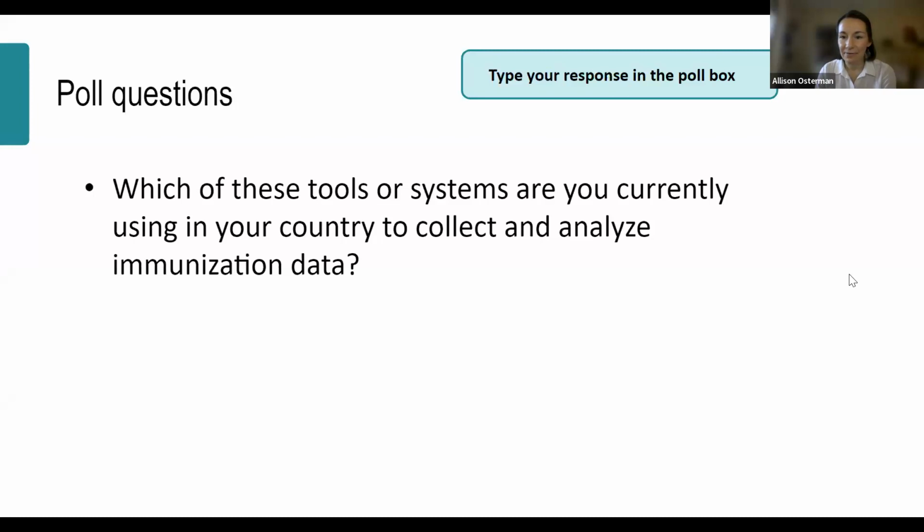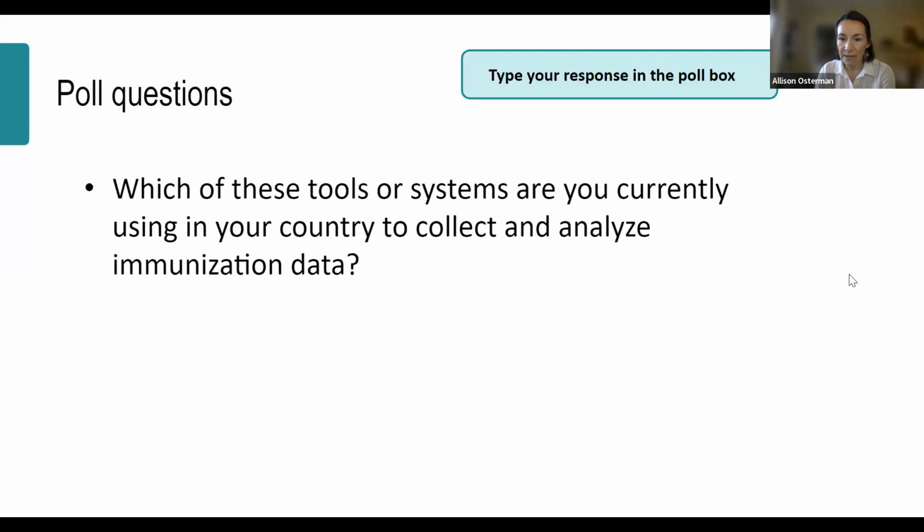Okay, thanks everyone for participating in the poll. And just before I read the results, I'm also seeing in the chat some mentions of, for example, school children immunization cards. That's one tool that's being used that's not listed here. Thank you for sharing.